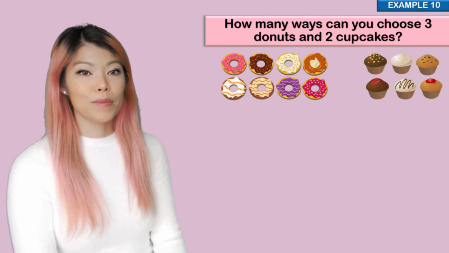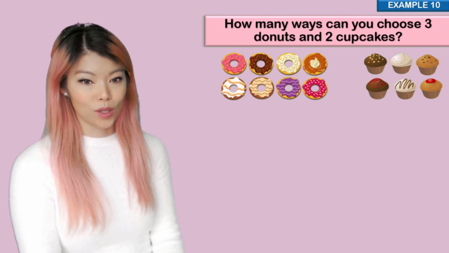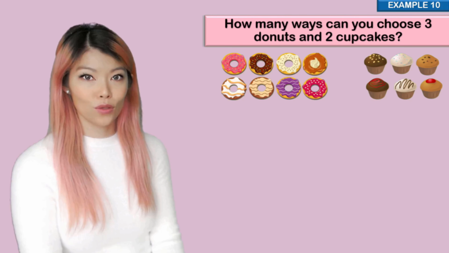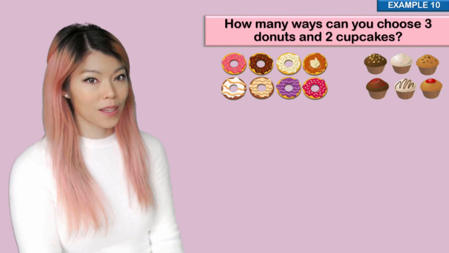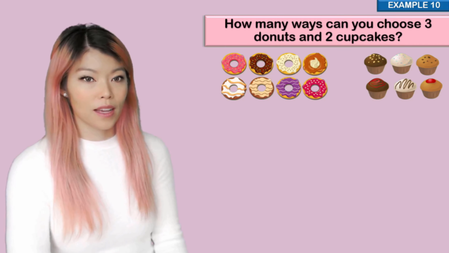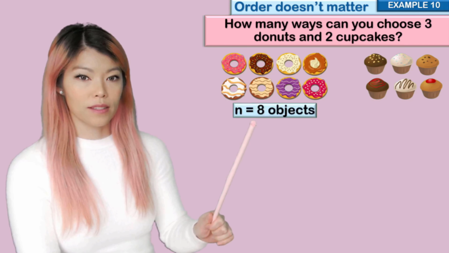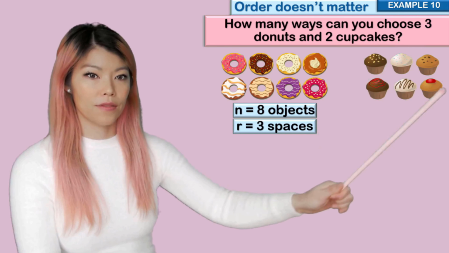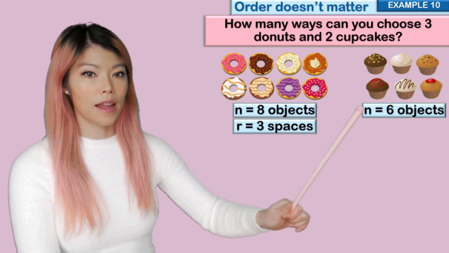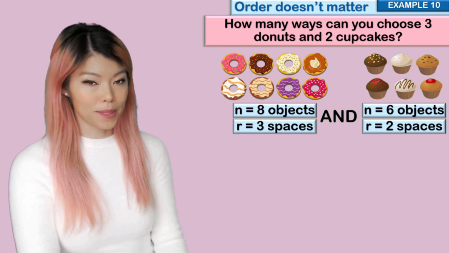Example 10. How many ways can you choose 3 donuts and 2 cupcakes? So this goes back to our first lesson using the word and. Do you remember what and or means? Okay, so to choose 3 donuts and 2 cupcakes. Here we have 8 donuts, so there are 8 objects, and we're looking for a space of 3. 2 cupcakes. We have the n is 6 and r is 2. And the word and means times.